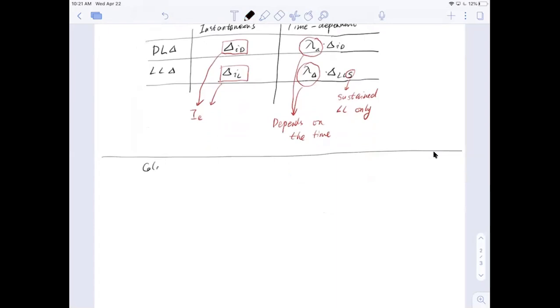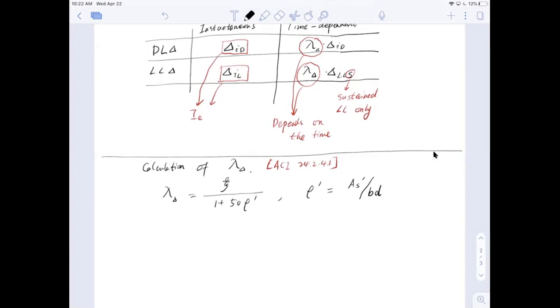So, calculation of lambda d. By definition in the ACI code, 24.2.4.1, lambda d is a parameter called epsilon over 1 plus 50 rho prime. And the rho prime, by definition, is the reinforcement ratio for the compressive reinforcement. So this is rho prime, equal to AS prime divided by BD.